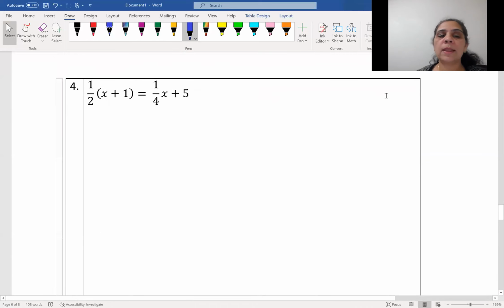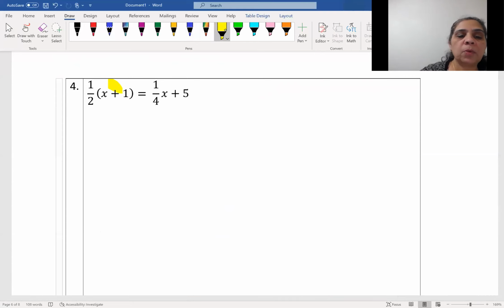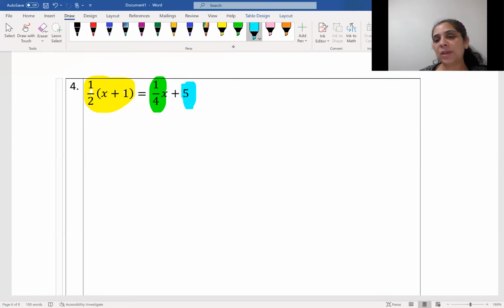Step 1. How many terms we have? Right. We will count. We have 1 term. We have 2 terms. And we have 3 terms. So which strategy we will use, number 1 or number 2? We have more than 2 terms, right? So we will use strategy number 1. In that strategy number 1, what is our first step to do it?